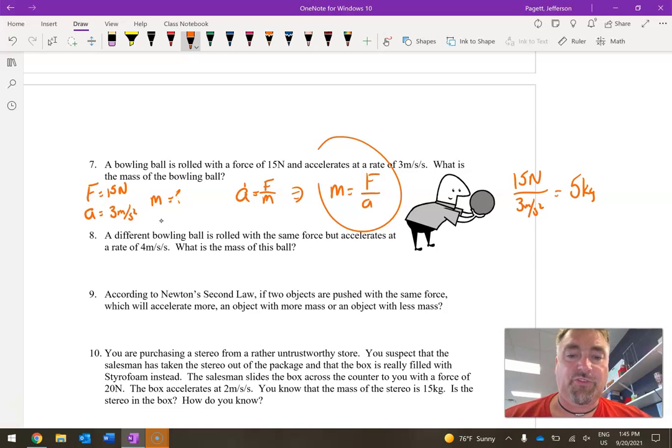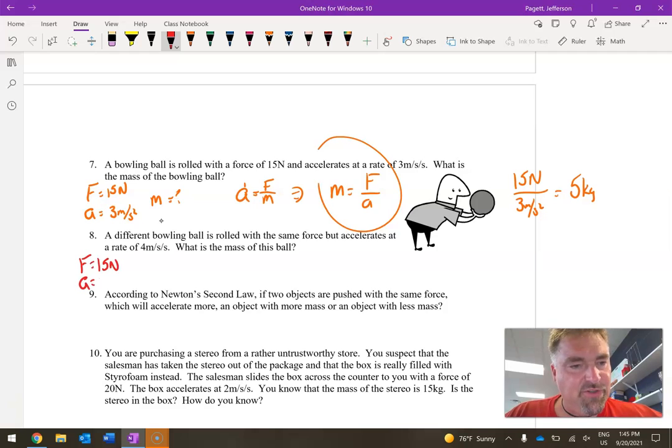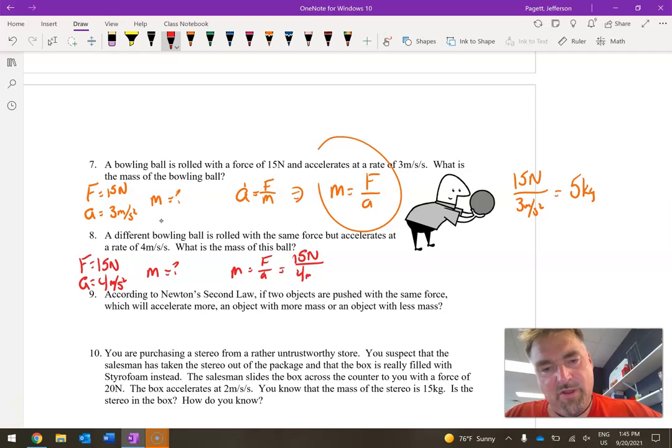Now it says different bowling balls roll with the same force but accelerate at a rate of 4 meters per second squared. What's the mass of this particular ball? So in this case, same force, so I need to keep my force as the 15 newtons. But now my acceleration is 4 meters per second squared, looking for my mass. So mass is equal to force divided by acceleration. So my 15 newtons divided by my 4 meters per second squared, and 15 divided by 4 gives me 3.75. Yeah, 3.75 kilograms, my fault.